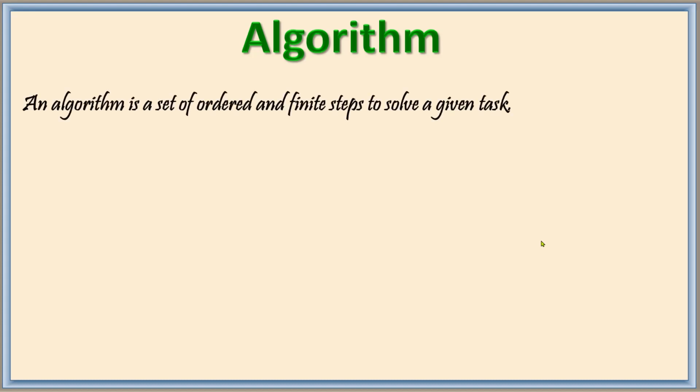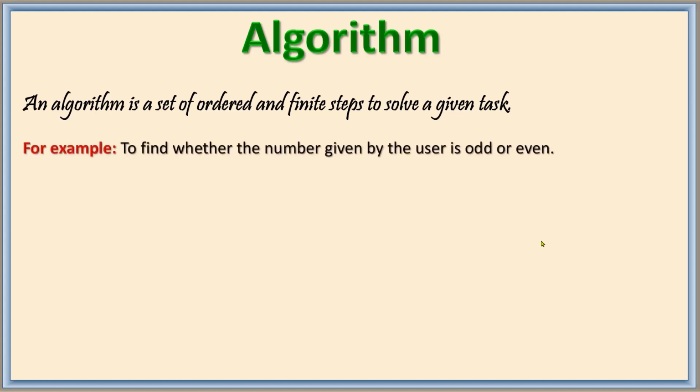An algorithm is a set of ordered and finite steps to solve a given task. For example, if we need to find whether the given number is odd or even, first we need to take the number from the user. So the first step can be input a number. Next we need to check whether it is even or odd. For that we always divide the number by 2, and if there is no remainder then it is an even number, otherwise odd number.